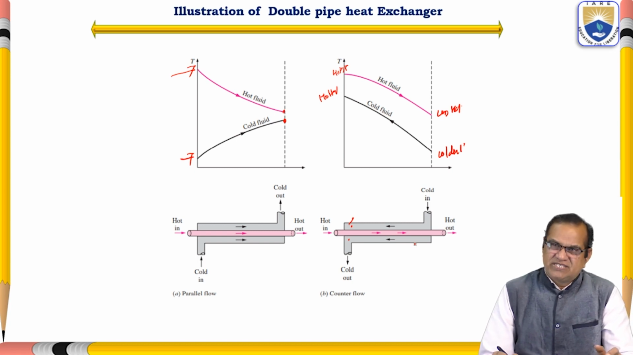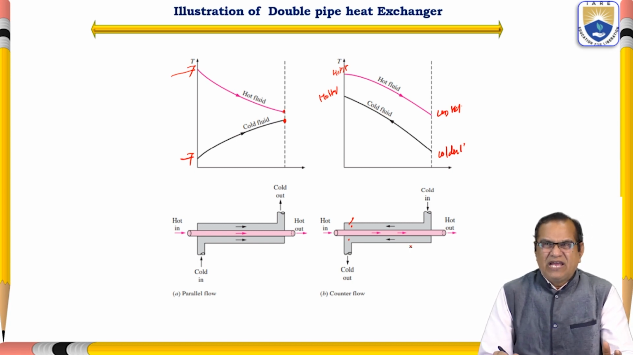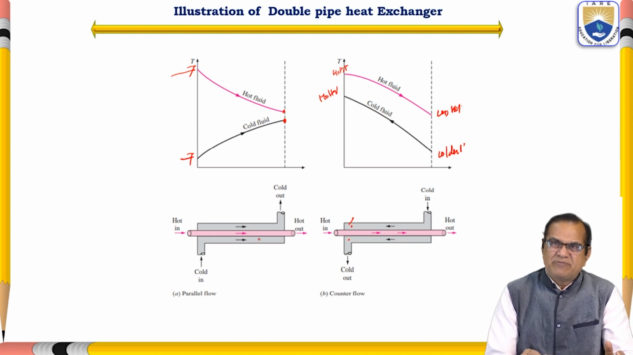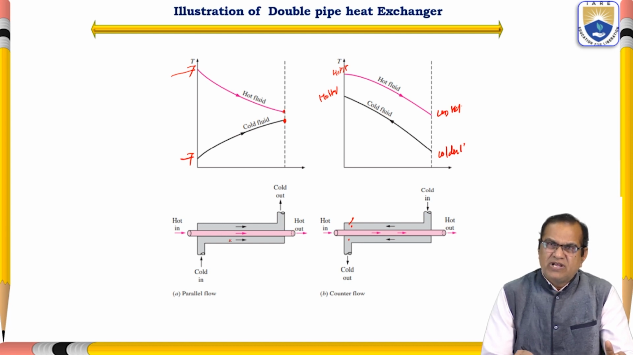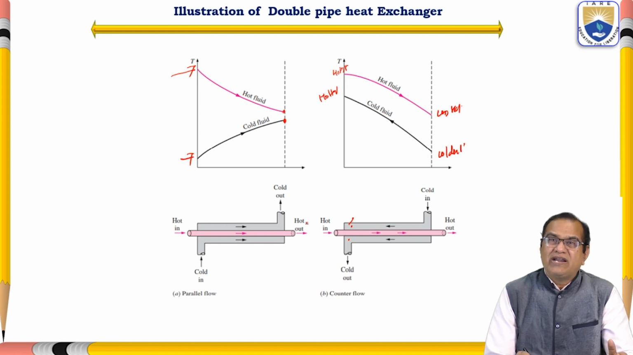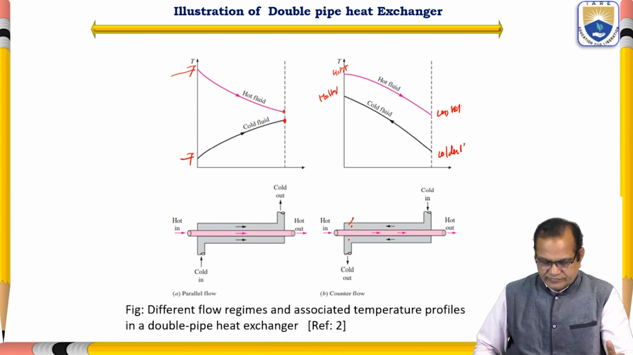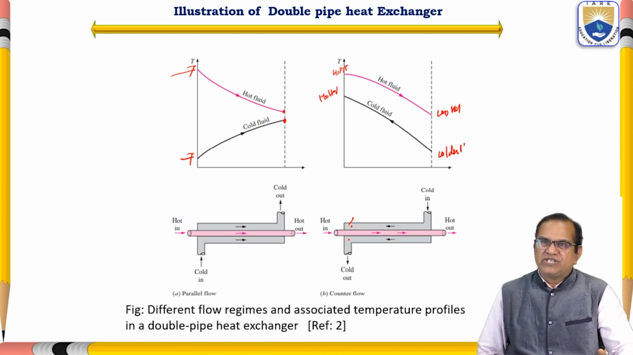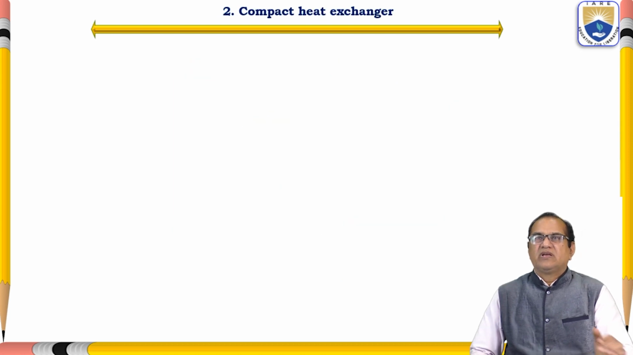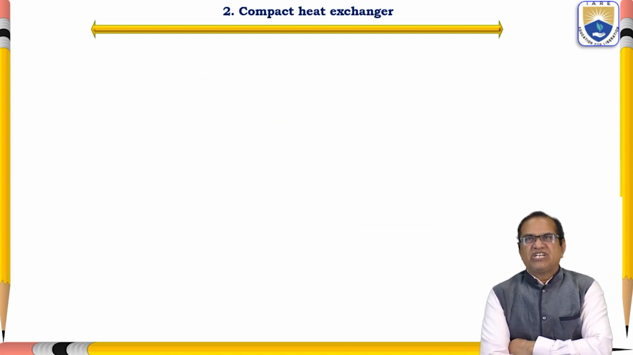So in the double pipe heat exchanger, we can see the parallel flow and the counter flow. Inside this, you can see the pipes are entering, and outer of that another pipe is flowing with a cold fluid, and inside it is a hot fluid. So the hot fluid is transferring the heat to the cold fluid. So as per the required temperature, we can obtain it by this method. Different flow regimes and associated temperature profiles in a double pipe heat exchanger, I have taken from reference 2. Now I will talk about the compact heat exchanger.